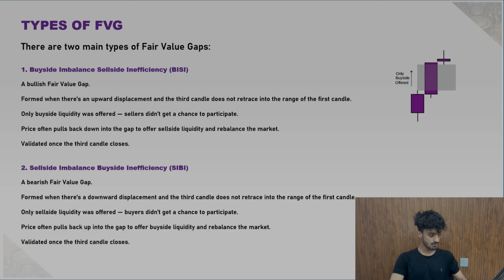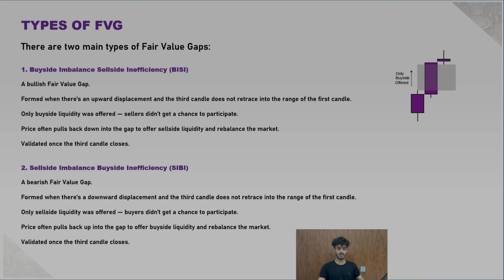Now we have the second type of fair value gap, which we call the sell side imbalance, buy side inefficiency. A bearish fair value gap is formed when there's displacement downward and the third candle does not retrace into the range of the first candle. There's an example. There you go. The wait is over finally.